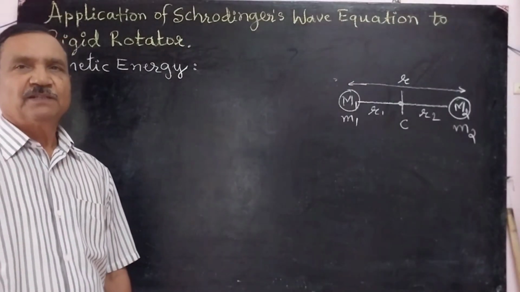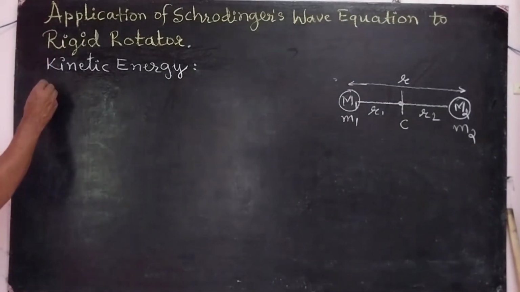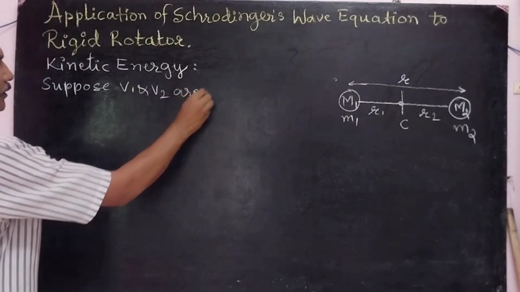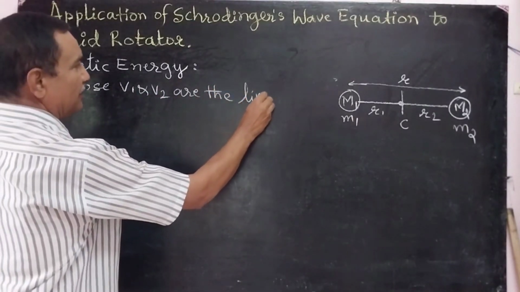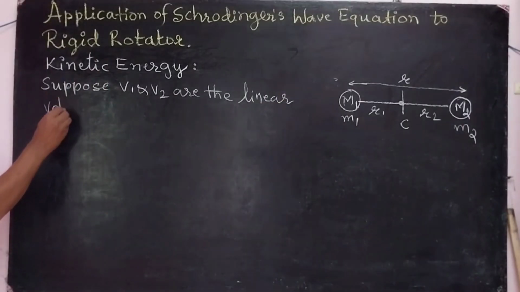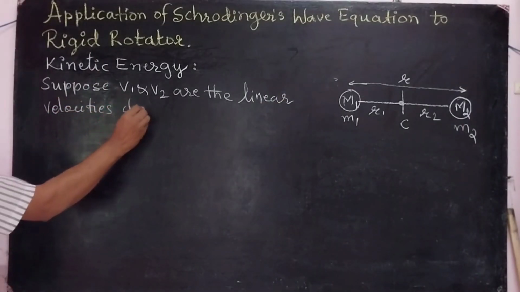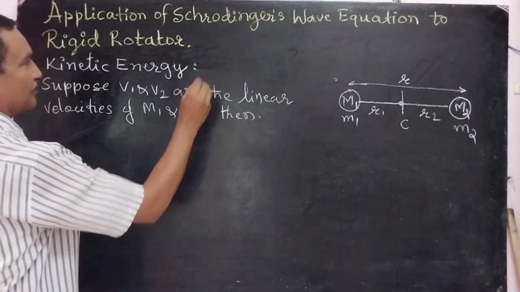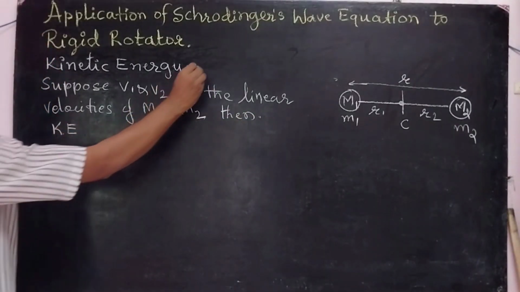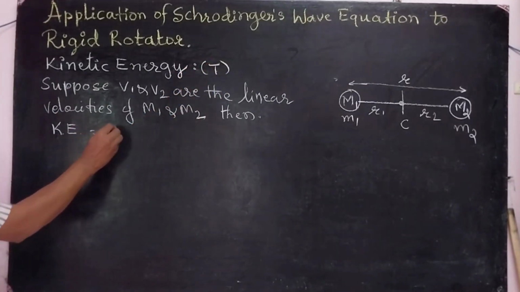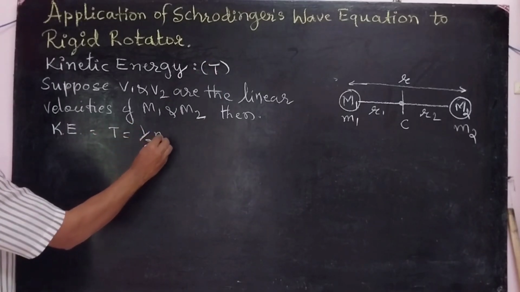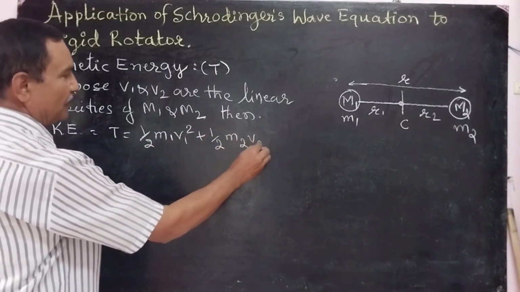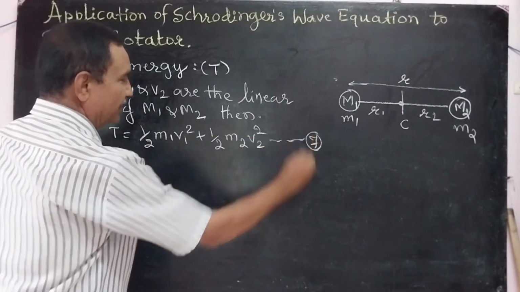Now let us derive the expression for the kinetic energy. Suppose v1 and v2 are the linear velocities of m1 and m2, then the kinetic energy T equals 1 by 2 m1 v1 square plus 1 by 2 m2 v2 square. Suppose this is equation 7.